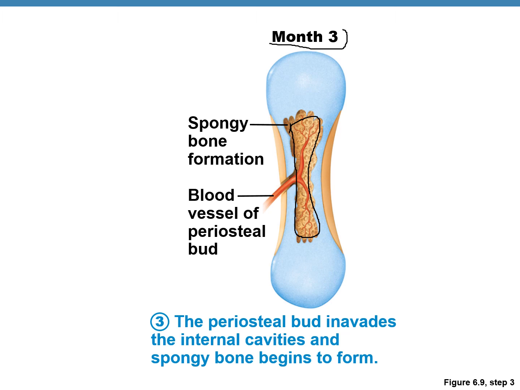Now, around month 3 of embryonic development, a structure called the periosteal bud invades the internal cavity. The periosteal bud is the embryonic structure that has blood vessels, but it also brings inside the model special cells, osteoblasts. So we have blood supply with oxygen and nutrients, and we also have a supply of osteoblast cells. And those osteoblast cells start depositing spongy bone inside this primary ossification center. So spongy bone formation inside the primary ossification center.